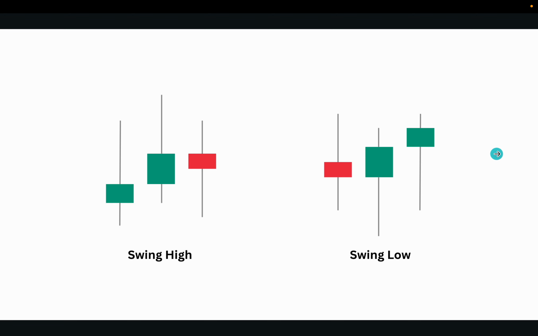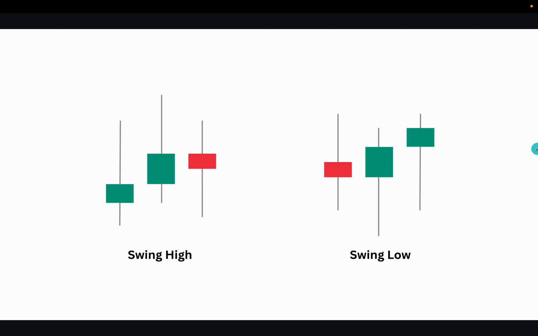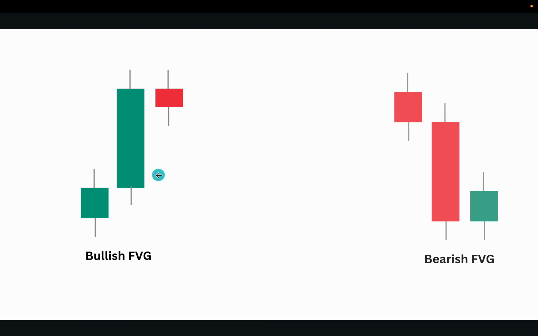So this particular gap that is available here creates a fair value. It creates a gap which is called a fair value gap. This fair value gap has some unfulfilled orders pending there because of the high momentum in price.